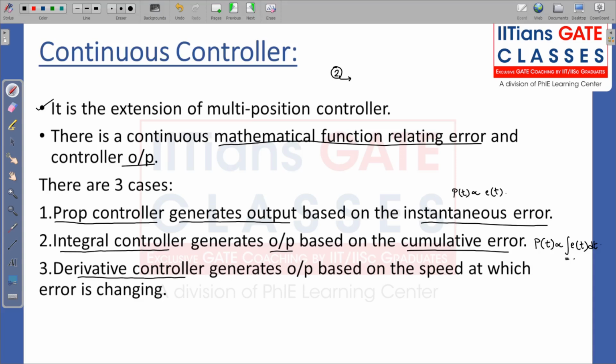The derivative controller, or D controller, generates output based on the speed at which the error is changing. The output of the derivative controller is directly proportional to the slope of change of error, or the derivative of the error. Now these errors are basically functions of time, so that is why we have these three cases. Based on this, we have combinations like PI (proportional integral), PD (proportional derivative), and PID (proportional integral derivative) controllers. We will see one by one where these controllers are used, what the advantages of using them are, and what their shortcomings are.